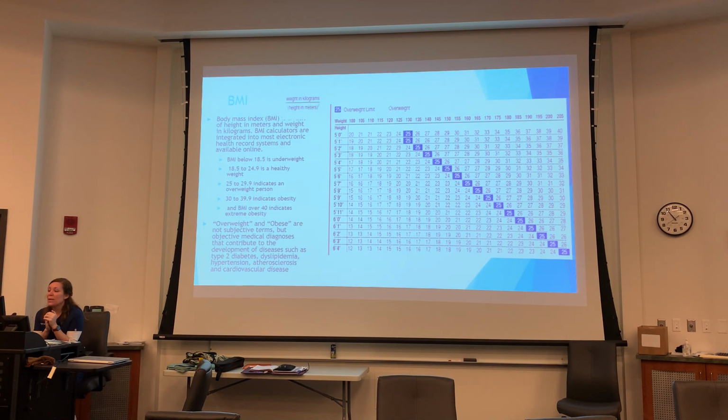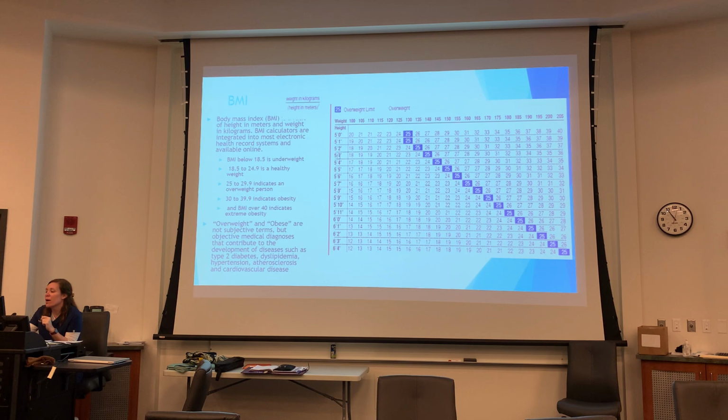All right, the BMI is the body mass index. This is the last slide we'll do before break. The BMI is the body mass index. It calculates if you are a healthy weight. It takes into account your height and your weight. There's calculators online. There's charts and graphs that you can look through.